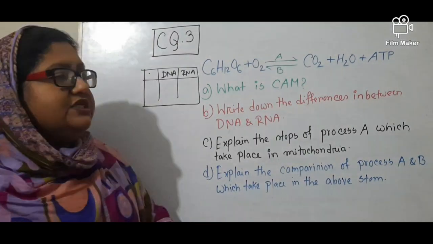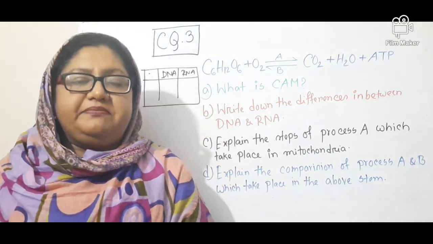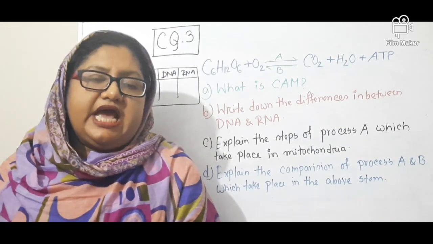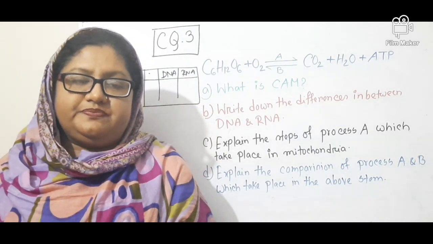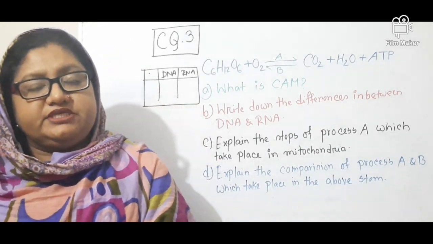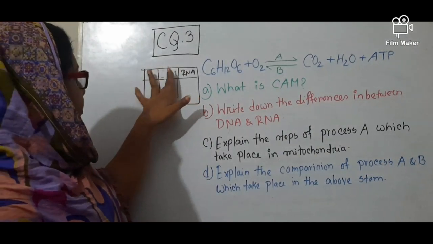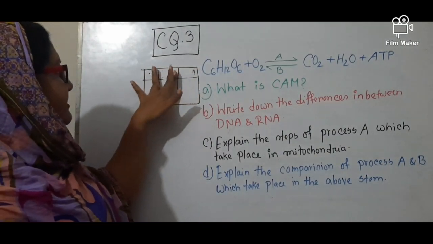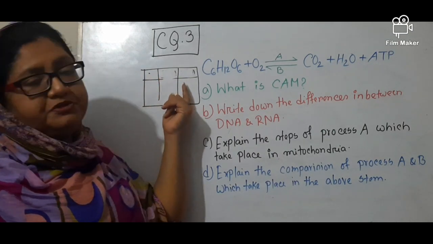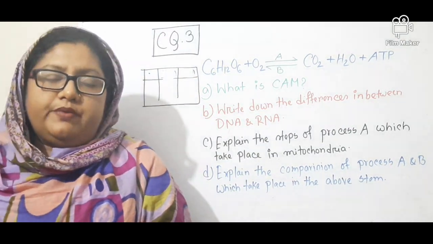So in case of answering this question, you will write at first, in the above step, A and B indicate respiration and photosynthesis respectively. The comparison of the differences between photosynthesis and respiration is given below. Then again you will make a chart like this. First of all, characteristics, then photosynthesis, then respiration. So first of all, the definition. You will write down the definition.